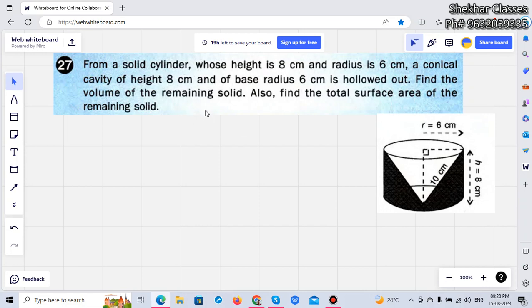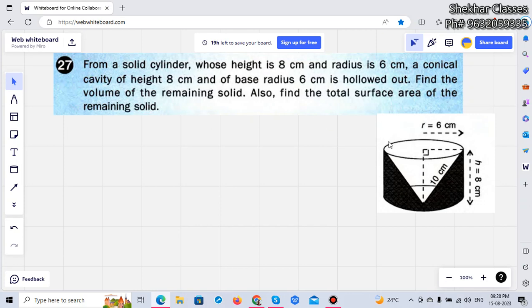From the solid cylinder whose height is 8 centimeter, radius is 6 centimeter, a conical cavity of 8 centimeter height and base radius 6 centimeter, the same radius, is hollowed out, means removed. Find the volume of the remaining solid.